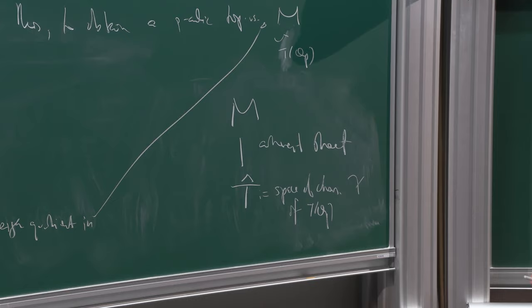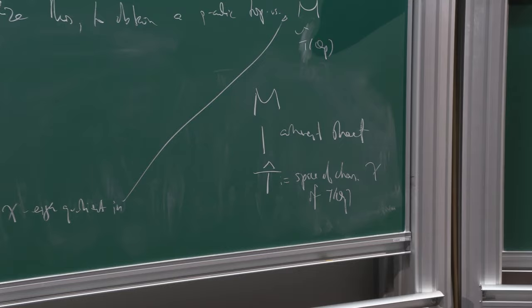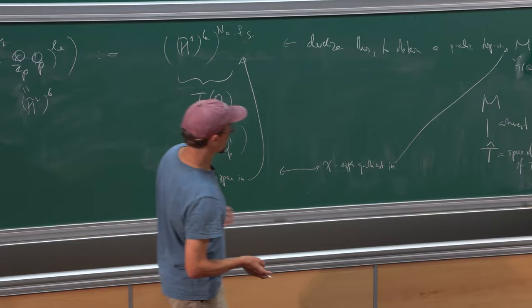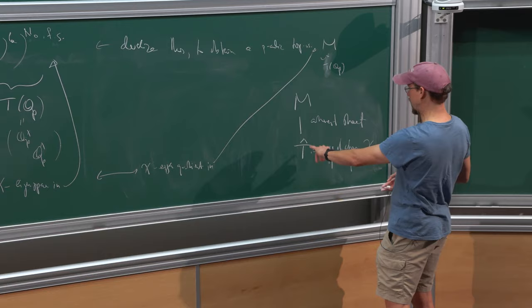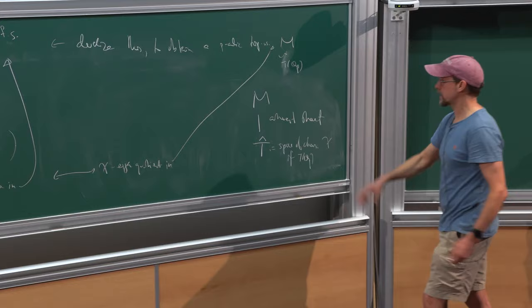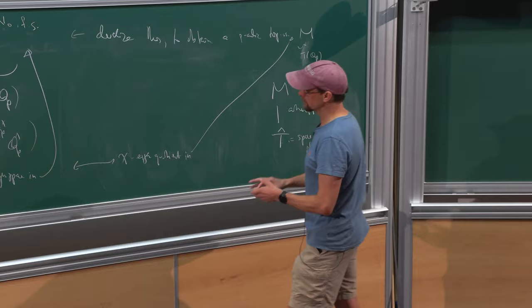This setup, whether you take H1 or H1 compactly supported, is the same object, no? Not exactly. So this M, I'll come to it in a sec. But this M lives over this space of characters of the torus. So what does the space of characters of the torus look like?